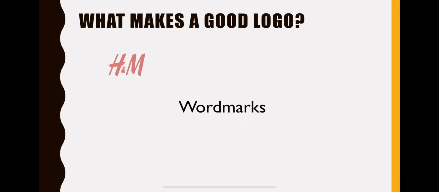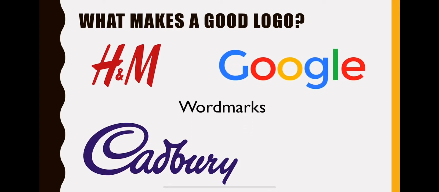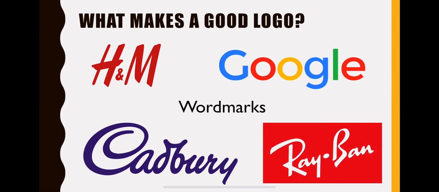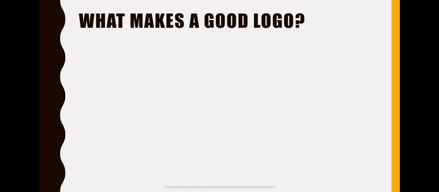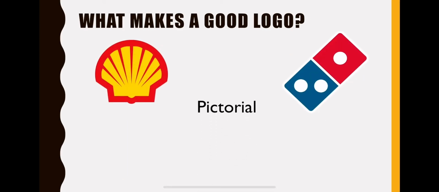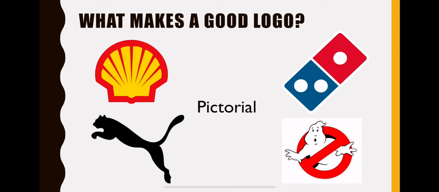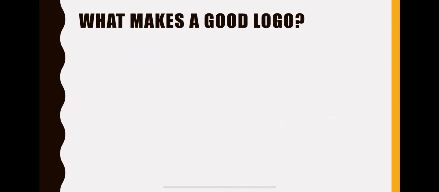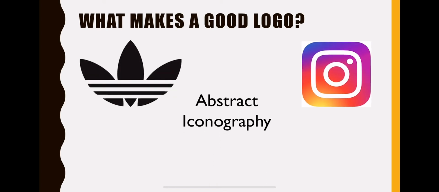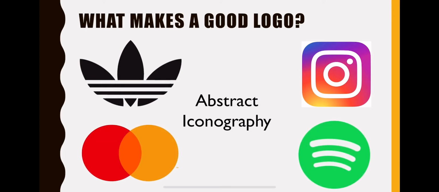So what makes a good logo? We've got a range of different things here. We have word logos, so word marks: H&M, Google, Cadbury and Ray-Ban. And again, note the limited number of colours that they're using. You then have pictorial, so we've got Shell, Domino's, Jaguar and Ghostbusters. Abstract as well, so we have Adidas, Instagram, MasterCard, and that's Spotify. So you can see they are a different take on the graphic. It's more of an abstract version of it.